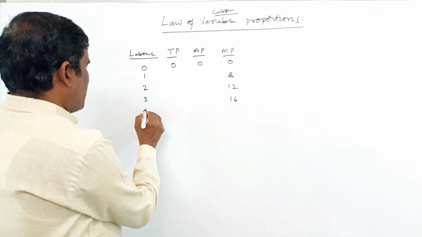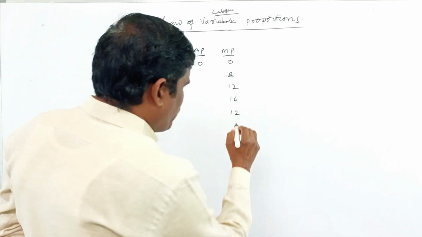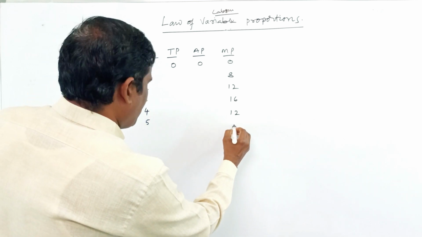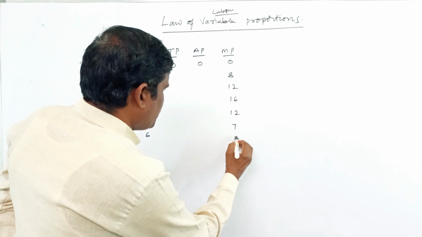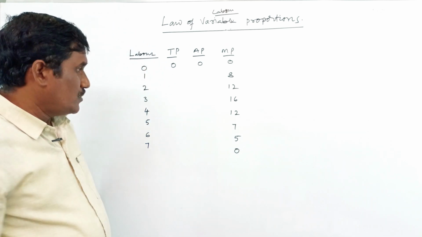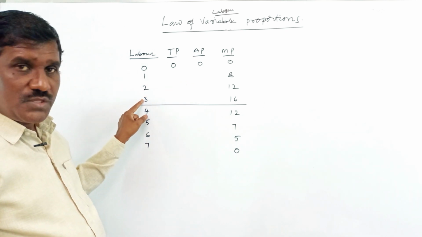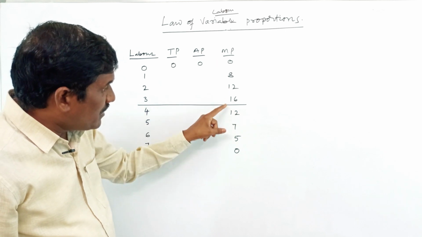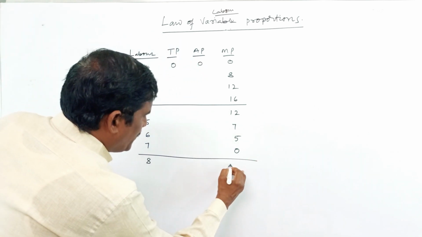Clear? Then our aim is to increase the production. When I employ the fourth labor, he produces only 12. Then when I employ the fifth labor, he produces only 7. When I employ the next labor, he produces only 5. When we employ the seventh labor, he produces 0. What happened? When we observe up to the third labor, the marginal production increases. After the third labor, the marginal production goes on decreasing. Then, when we employ the eighth labor, he produces only -4.